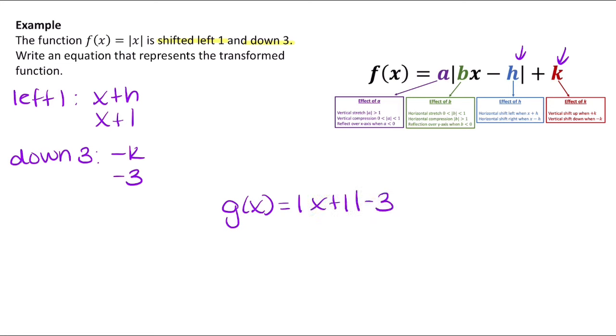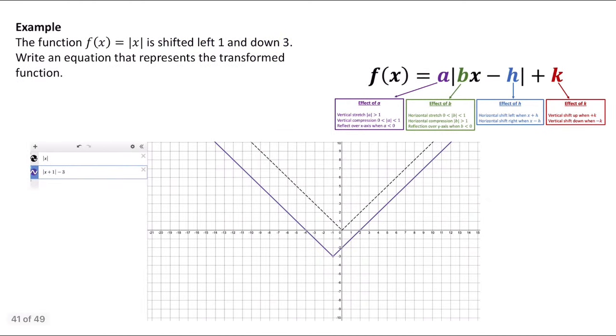Okay, so I've written my equation, but I'm not really sure if it works, right? I need a way to check it out. So how do you think I'm going to figure out if my equation works or not? I'm going to go to Desmos, right? I'm going to type in this equation and make sure that it is shifted left 1 and down 3. So notice that it does work, right? I did the absolute value of x plus 1 minus 3, and it went left 1 and down 3. Okay, so that's how I know my equation is good.